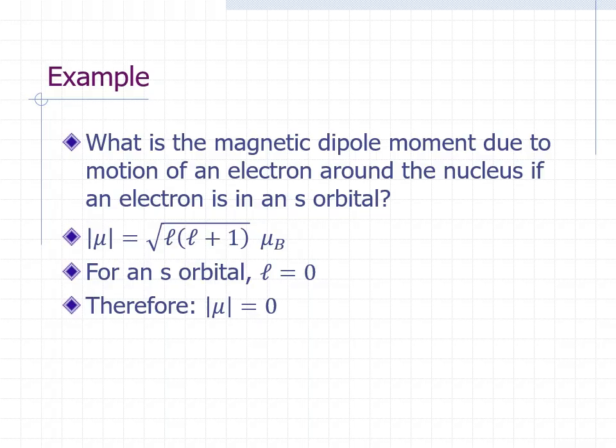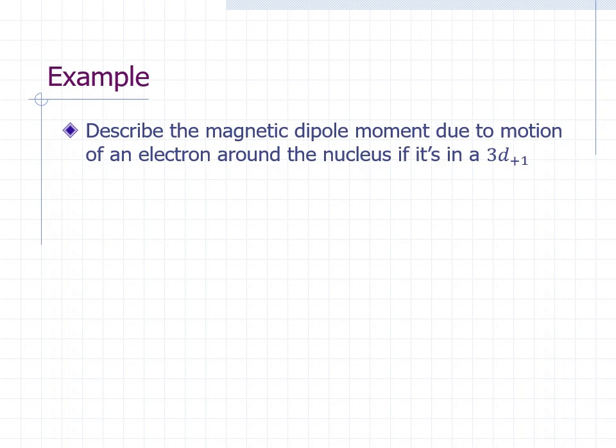This means the motion of an electron around the nucleus does not generate a magnetic field if it is in the s orbital. Let's look at another example. How would you describe the magnetic dipole moment due to the motion of an electron around the nucleus if it's in a 3d plus 1? First, we need to figure out the quantum numbers L and m. Okay, for a d orbital, quantum number L is 2. The quantum number m is specified in the question as plus 1.